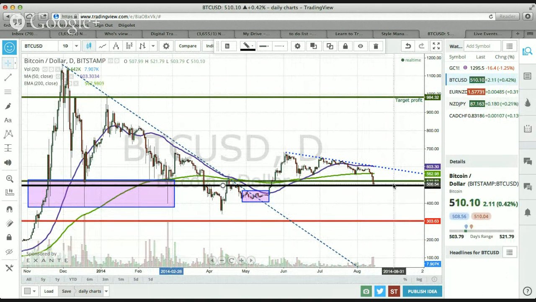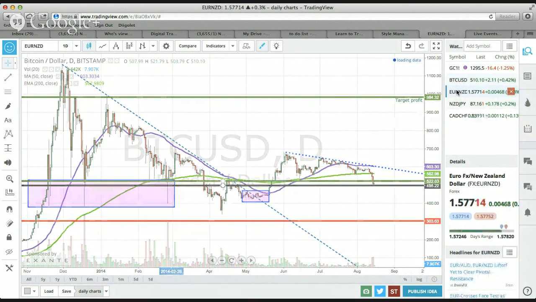Of course, I got long at like 530, and I'm holding it. If it goes, I'll hold it all the way. If it goes to zero, I'll accept that. It's only a small position. On the flip side, I'm holding out for a 10 times gain, so I do want to see this go to over 5,000. So it is a longer-term, highly speculative play I've got with Bitcoin. Short-term, though, the trend is definitely bearish in my opinion.